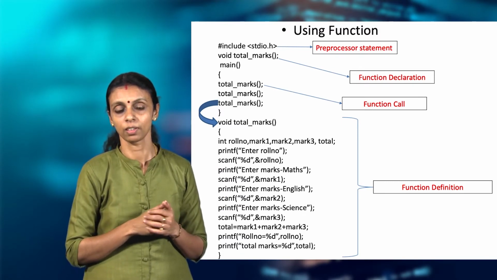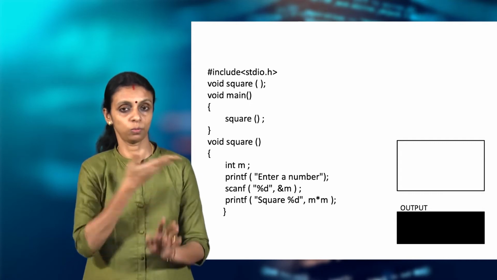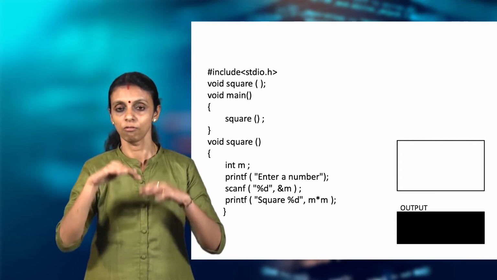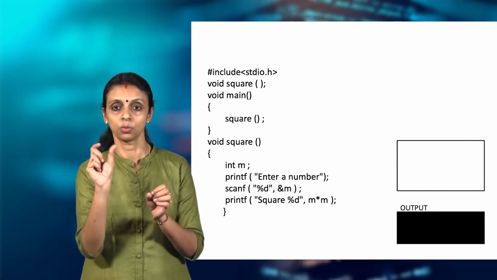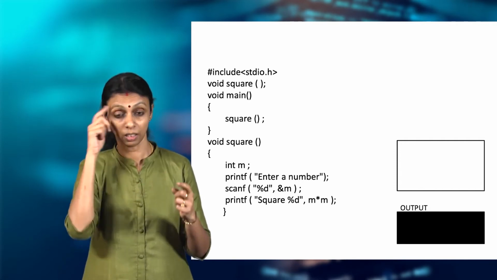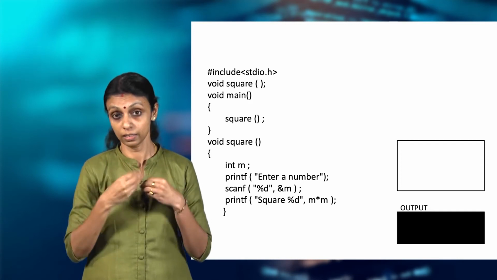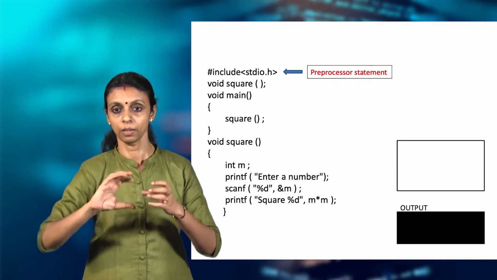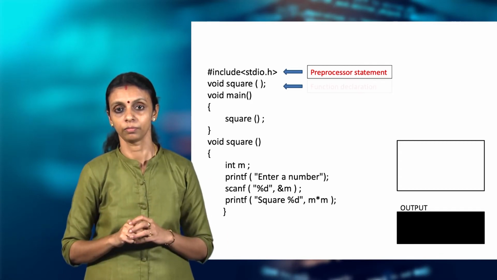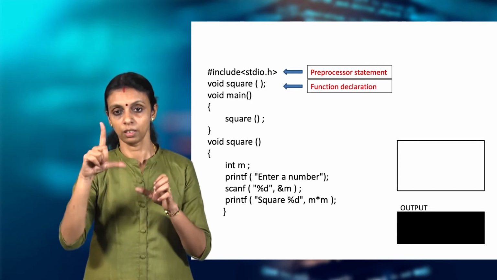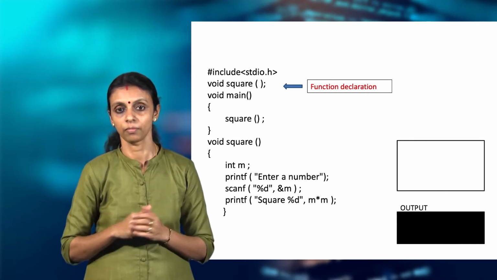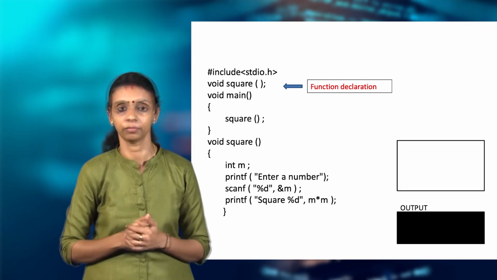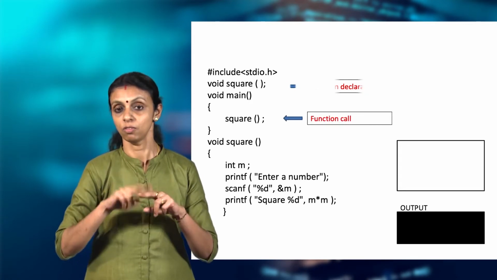Now, let us see a simple program. Here, the function square. It accepts a number and finds its square. Preprocessor statement. Function declaration. Main function, where program execution starts. Calling function square.